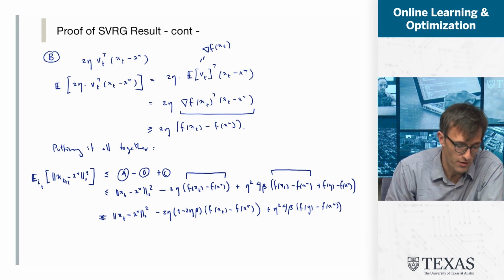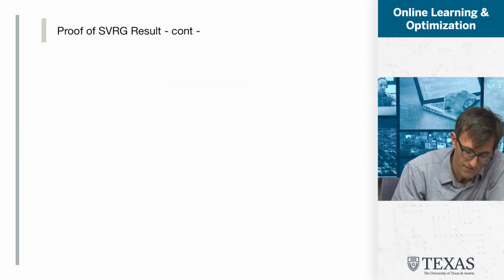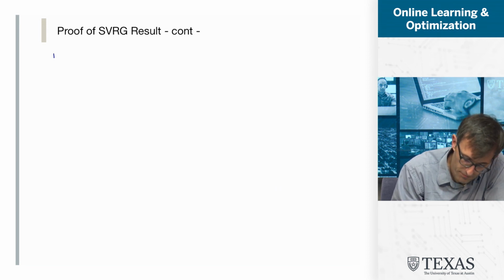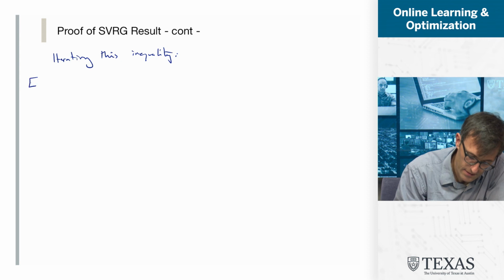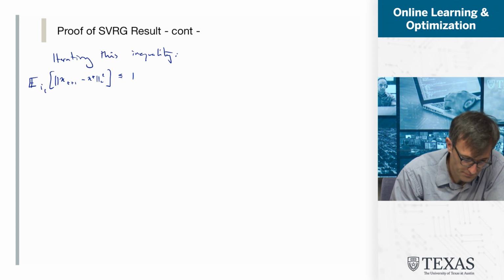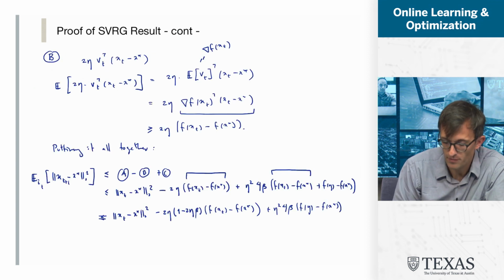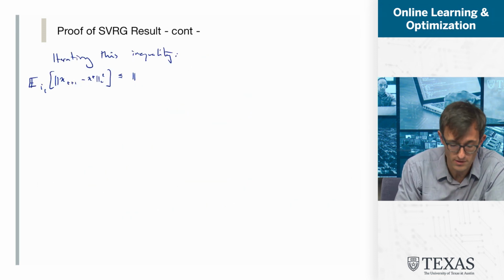So now, iterating this inequality, I get that the expected value of x t plus 1 minus x star squared is upper bounded by xt plus 1 became xt here, and iterating it will become xt minus 1, xt minus 2, while I'm summing all of these other two terms. So this is what we're looking for.